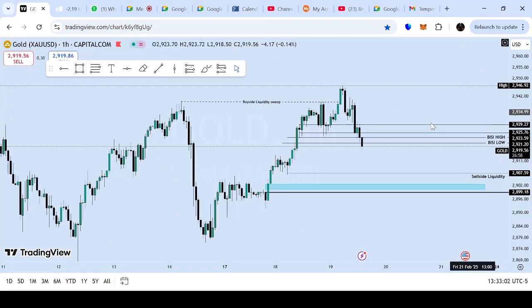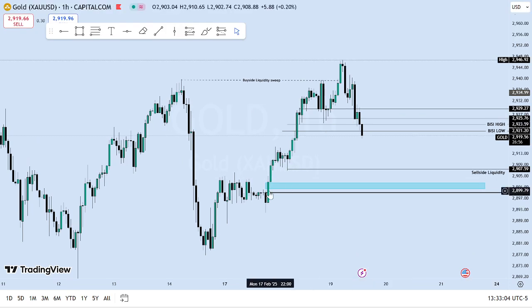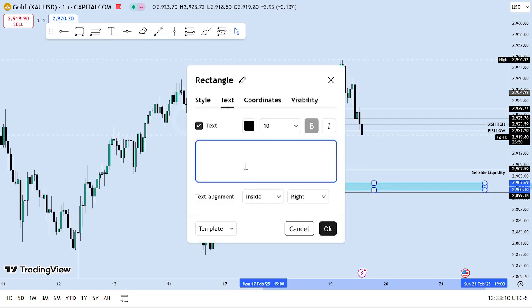Okay, sorry for that. So here is the order block, and we have an inefficiency here. That's fair value gap BC. Buy side inefficiency, sell side imbalance.